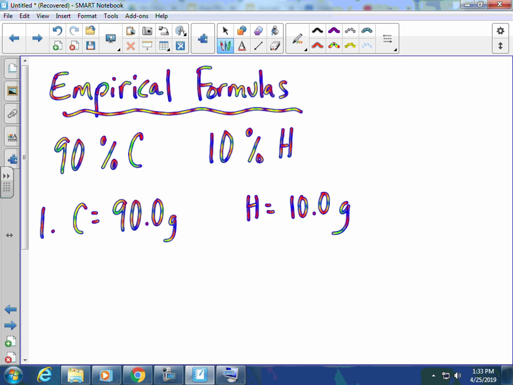So that's the first step. Really, you're just changing the percentages to grams. We're assuming that there's 100 grams. We'll pretend, all right? Because if we had 100 grams, that's how many grams of each we would have.